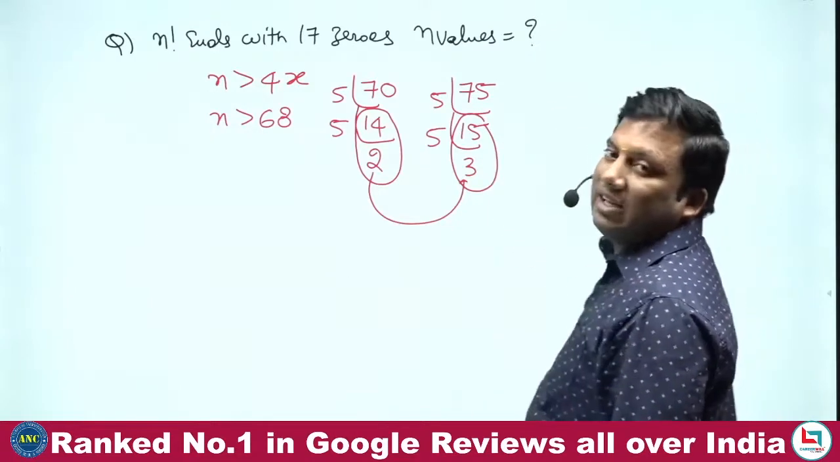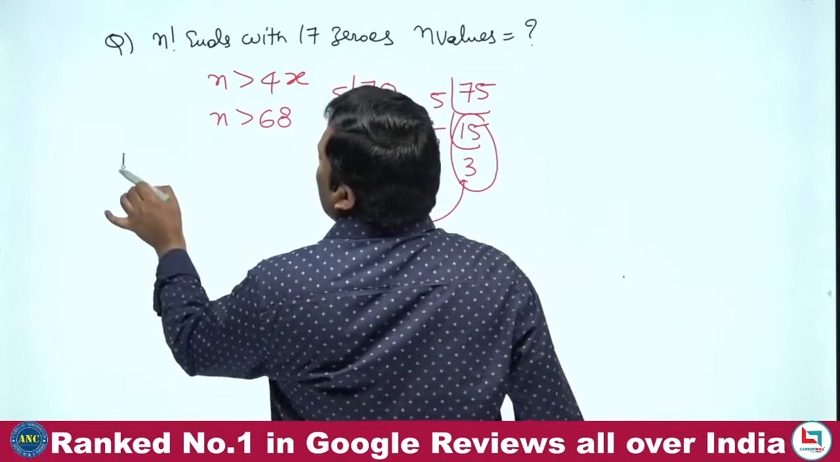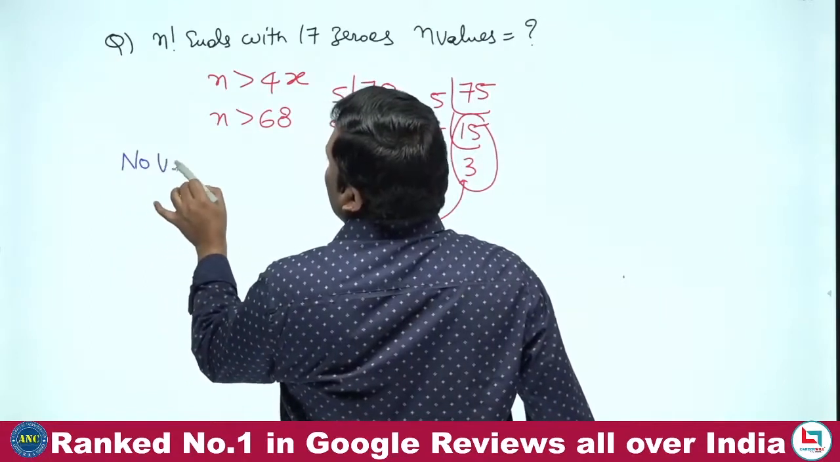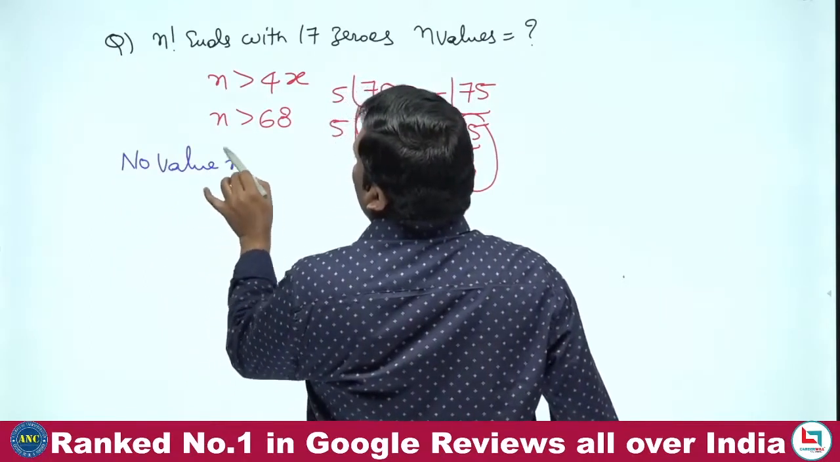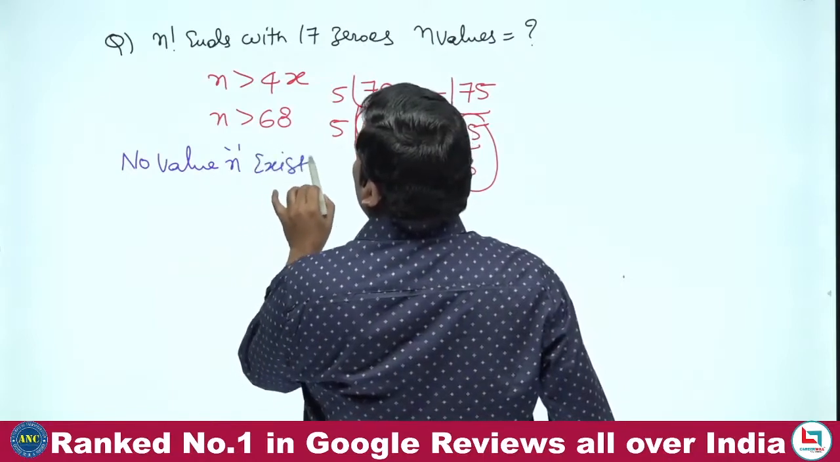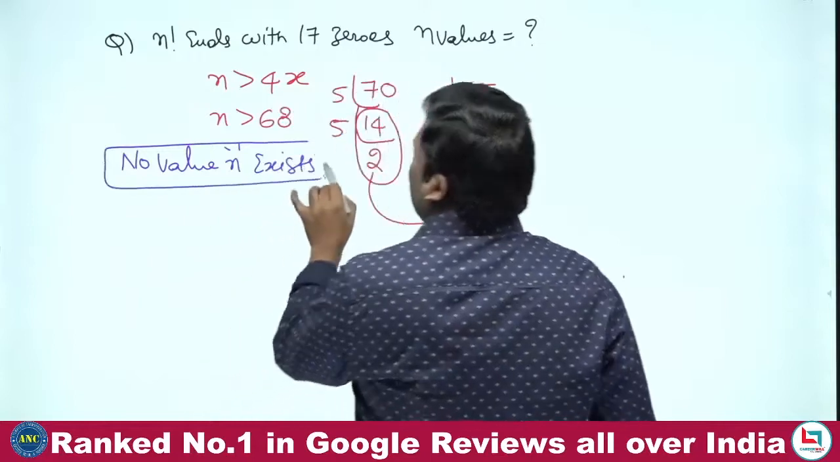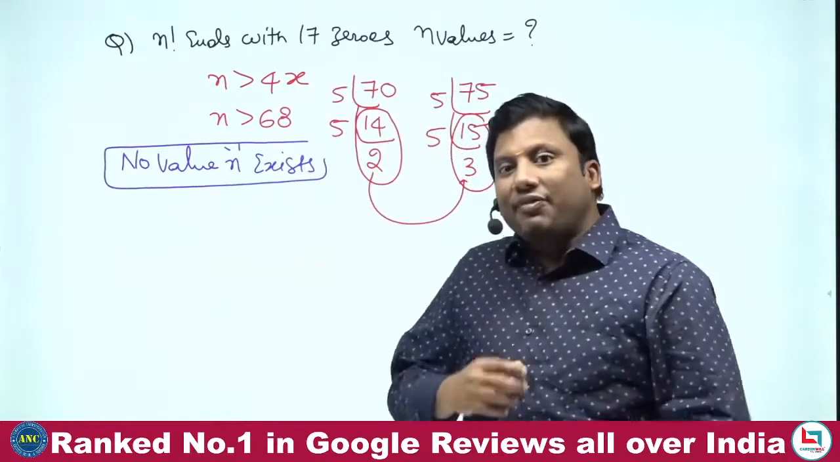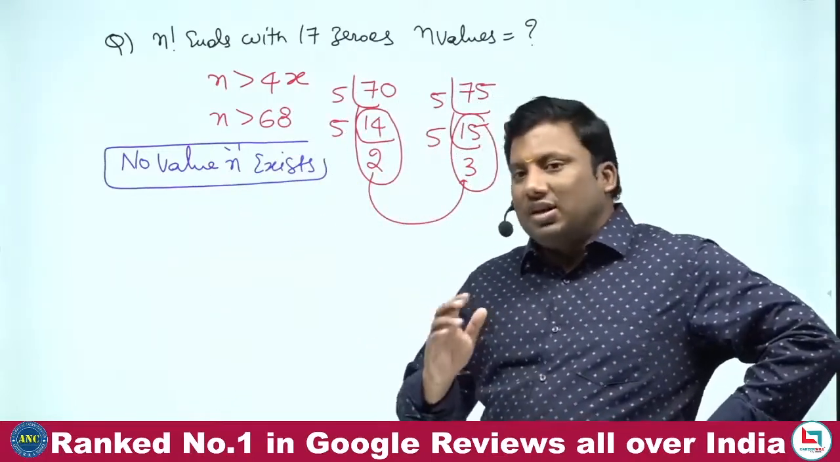Will I get 17 zeros? No. The answer is no value of n exists such that n factorial ends with 17 zeros. Idea clear?